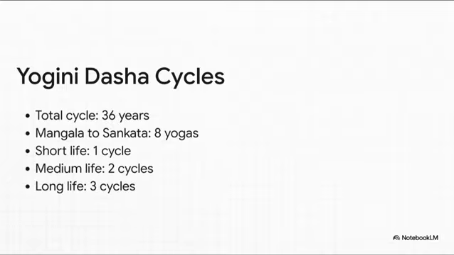Its base chronological cycle is just 36 years, broken down into 8 specific periods from Mangala to Sankata. The mathematicians simply scaled this based on expected longevity. So, 1 cycle for a short life of 36 years, 2 cycles for a medium life of 72 years, and 3 cycles for a long life of 108 years. It's an incredibly modular approach to time.